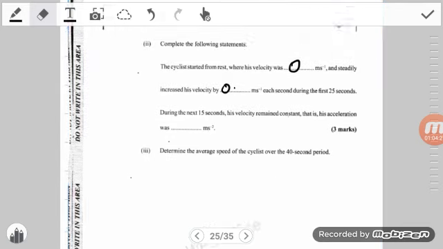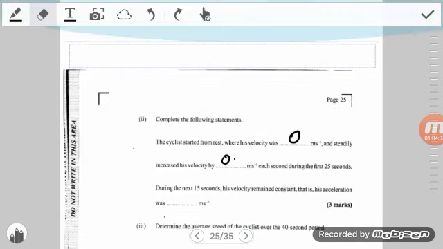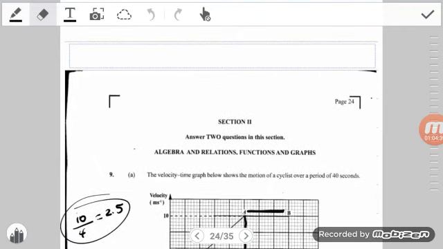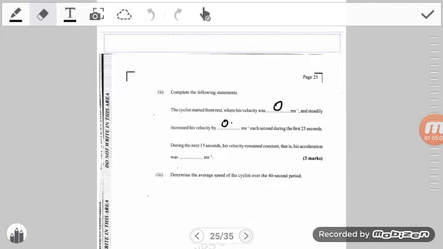Let's go again. So, and steadily increased his velocity by, let's go back to our graph. Steadily increased its velocity by, oh, so this is where this comes in. Interesting. So you can see, even though I didn't think that I was going to need this, it actually came in handy, because every 5 seconds the speed increased by 2.5, then after 5 seconds 2.5, then 2.5 until it reaches maximum speed. So sometimes finding information that's not asked for sometimes comes in handy.